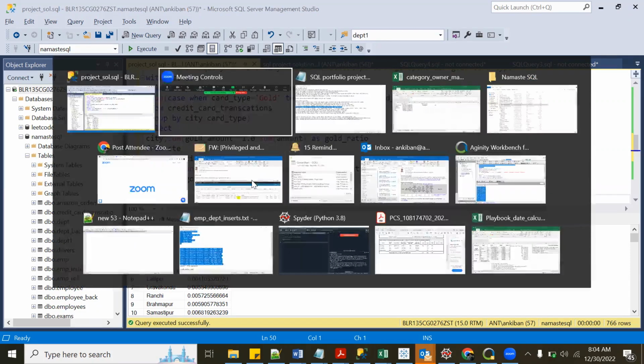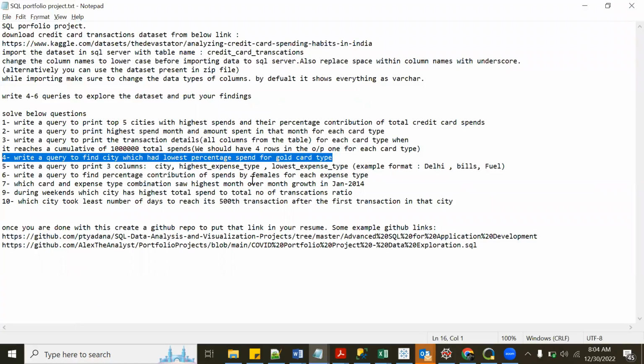Okay, let's move on to the fifth question. Fifth question is write a query to print 3 columns: city, highest expense type and lowest expense type. What it says is we want the city, and where we had the highest expense and where we had the lowest expense. For example, in Delhi, I'm just saying, we might have the highest expense on bills and lowest expense on fuel, right? That is possible.